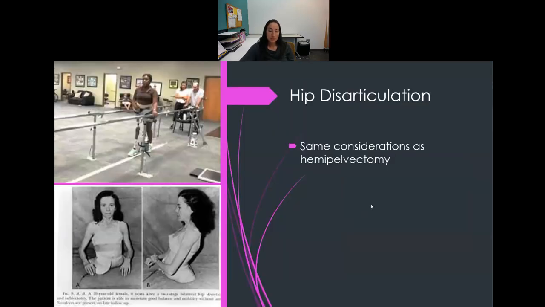With a hip disarticulation, they leave the full pelvis and they take the femur down. They take the whole femur, so right in the middle of the hip joint. It has the same considerations as a hemipelvectomy, so no real advantage or disadvantage to that. It's just based on what the patient is experiencing and what they really need.